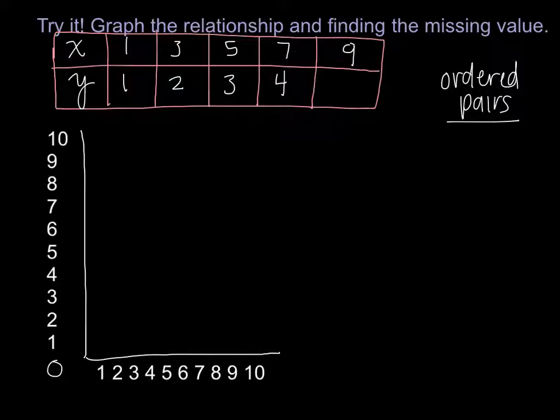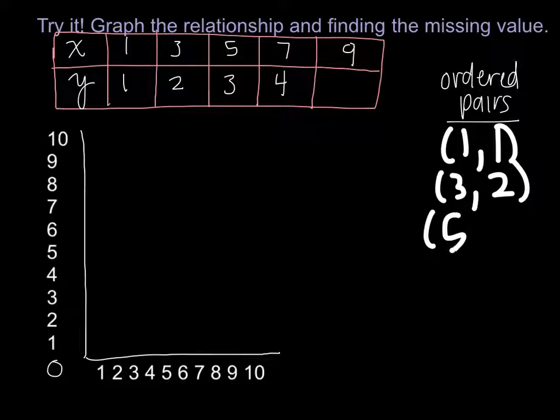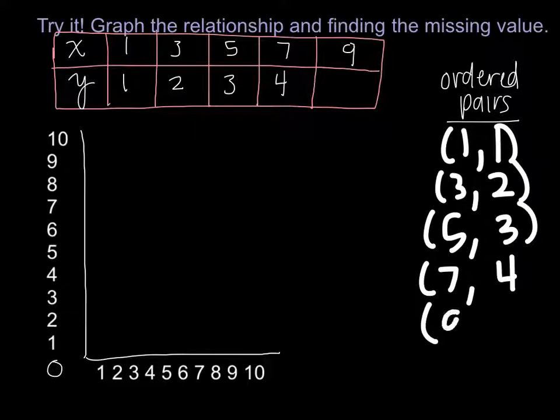Okay, looks like this number is a 3, in case you can't tell. Write your ordered pairs and graph it, and then watch the video and let's see how you do. So here's my order. When I'm at x1, I'm at y1. When I'm at x3, I'm at y2. When I'm at x5, I'm at y3. When I'm at x7, I'm at y4. When I'm at x9, I'm at y something. I don't know yet. Let's go ahead and graph.